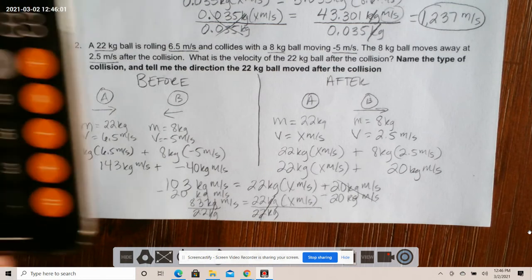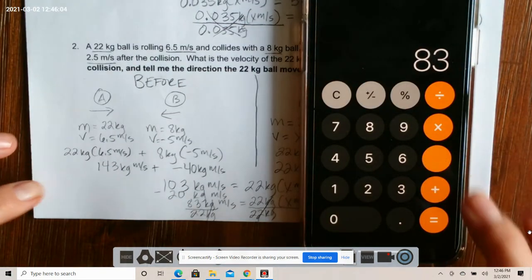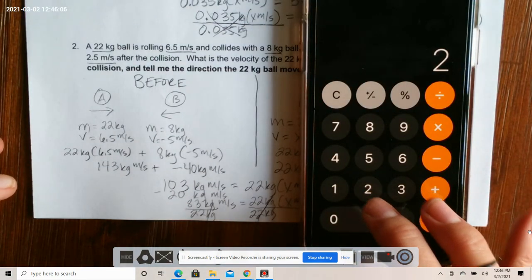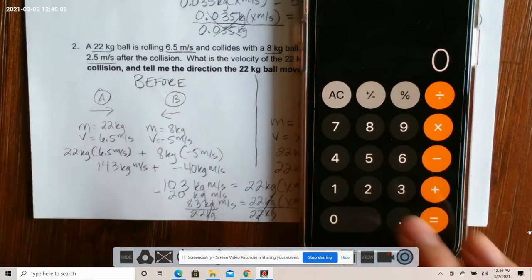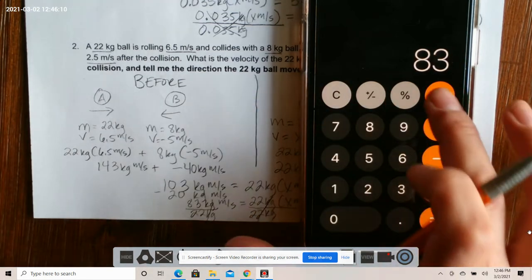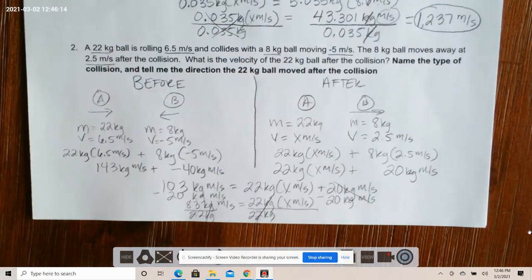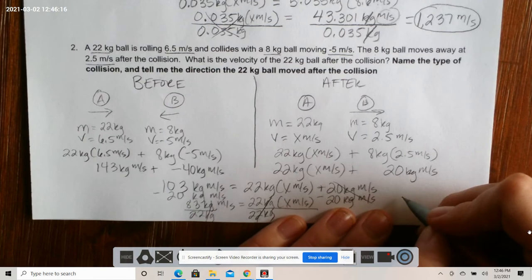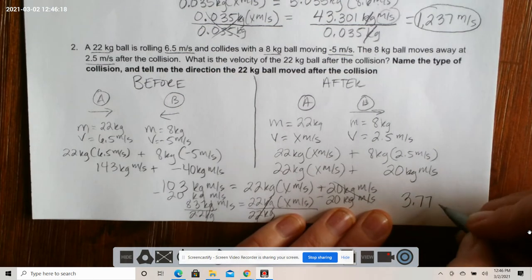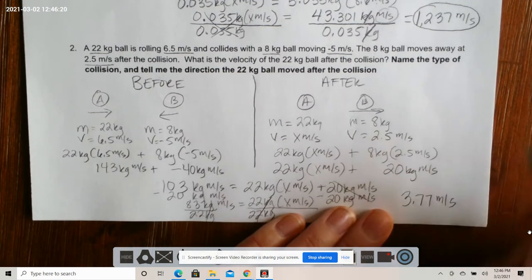So now I'm going to do 83 minus 22. I'm sorry, not minus. Let's try that again. 83 divided by 22 equals 3.77. So I'm going to put it over here because I'm out of space. 3.77 meters per second. And I'm going to circle it.